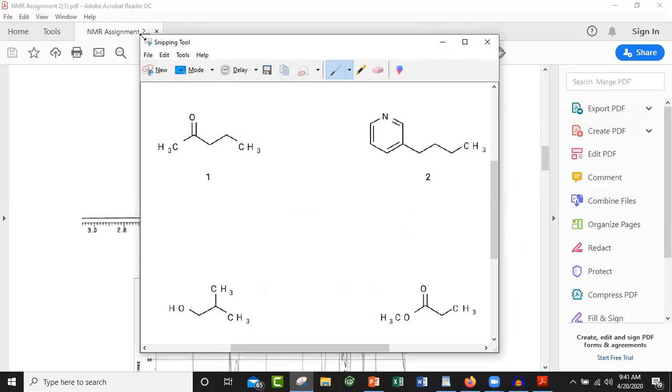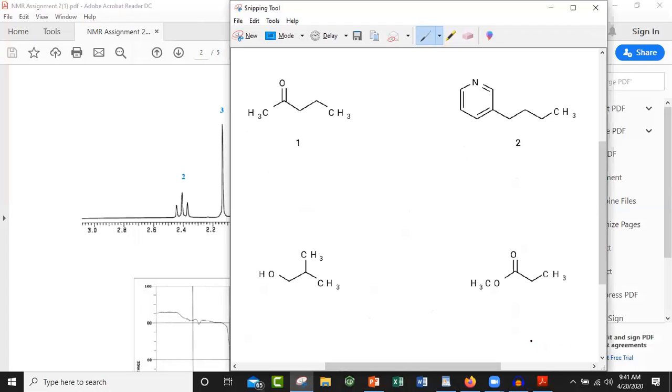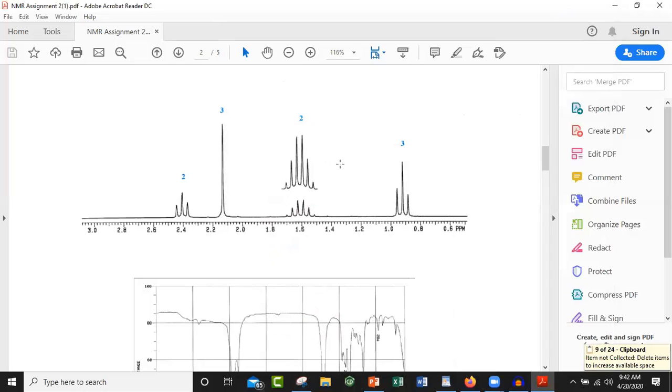So which one of these did we say was going to give 4 signals? Number 1, and we said this one could possibly give 4 too, number 1, number 3, and number 4, if we count the OH protons. Otherwise, you said this will give 3. And then we said this one will give 4. So let's look at this one and see.